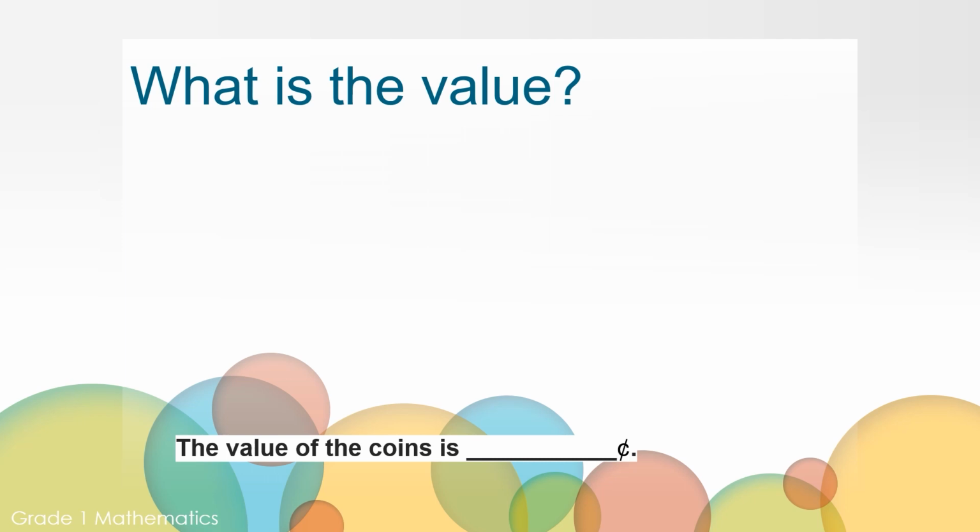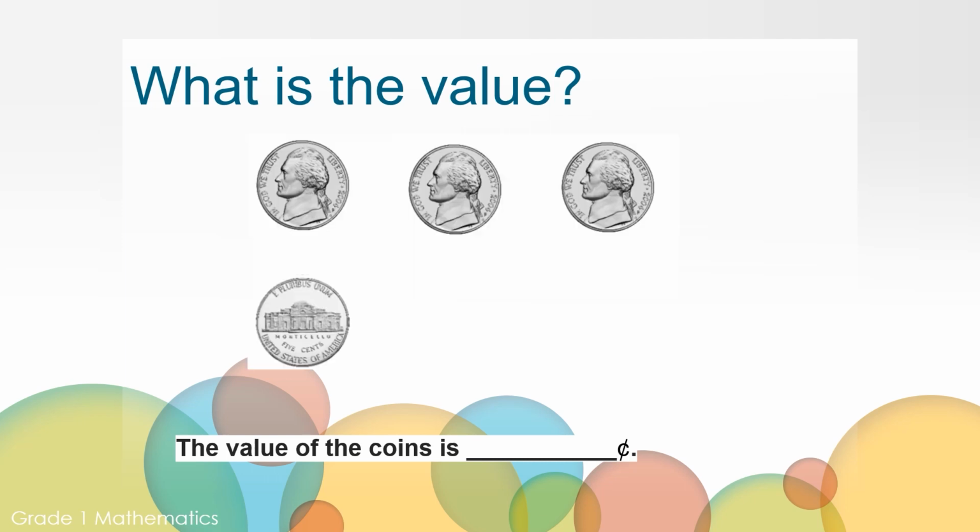Let's check. These are nickels. Maybe you counted the nickels by one and saw that there are 4 nickels. If we know that there are 4 nickels, how does that help us determine the value of the coins? If each nickel is worth 5 cents, we can count by fives 4 times to figure out the value. 5 cents, 10 cents, 15 cents, 20 cents.